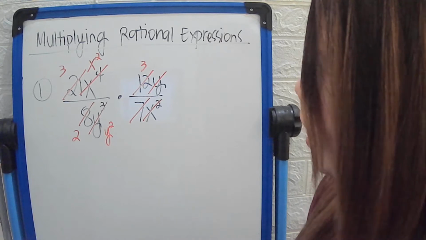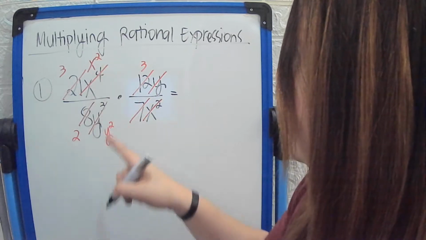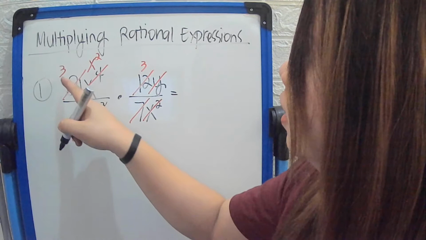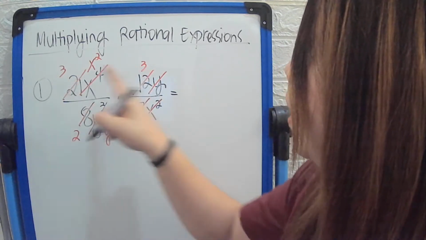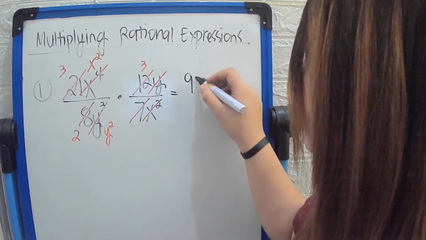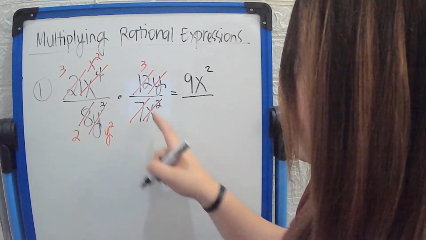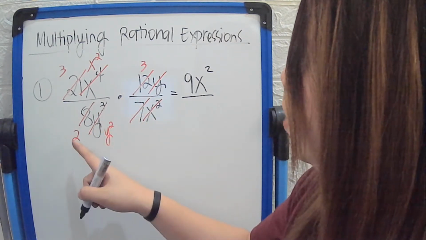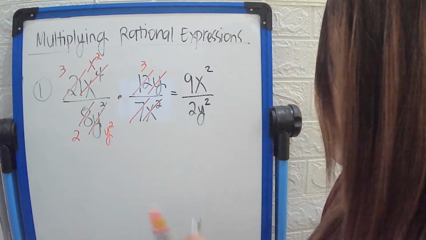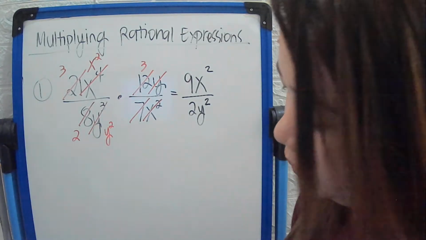So for your final answer, 3x squared here times 3. What we're going to do is to multiply the numbers here. We have 3 multiplied by 3, that is 9. Then x squared over, so look at the remaining terms in the denominator. I only have 2y squared. So your final answer is 9x squared over 2y squared.